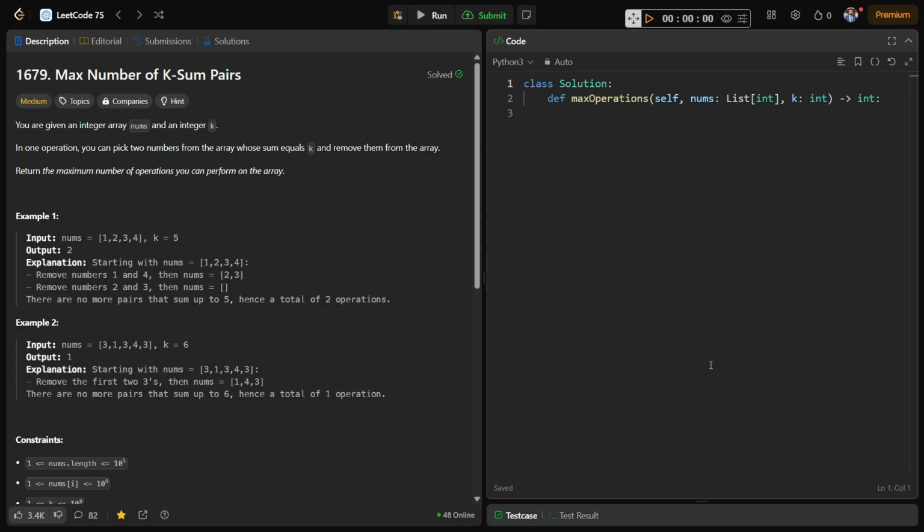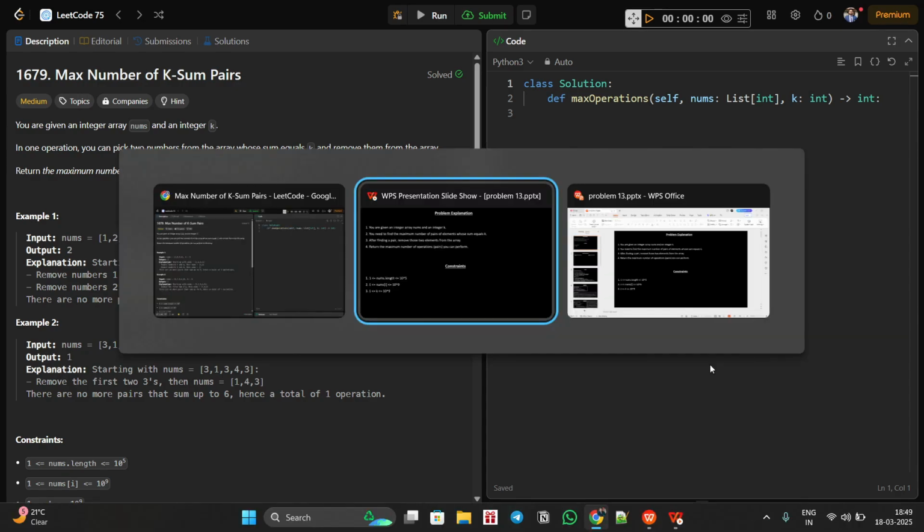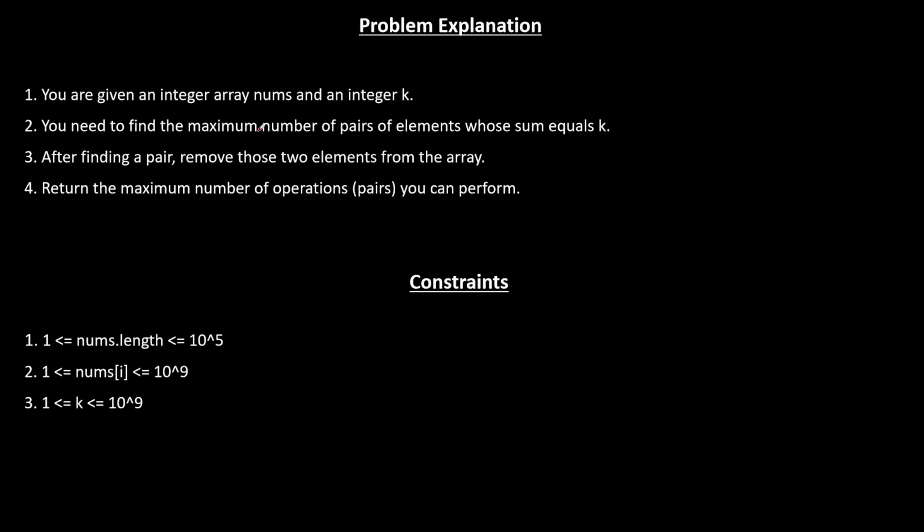Question 1679. Max number of k-sum pairs. The level of the problem is medium. I will request you to read the question beforehand as I will deep dive into the PPT and explain it in a simpler way. Now let's understand the problem in the easiest way possible.